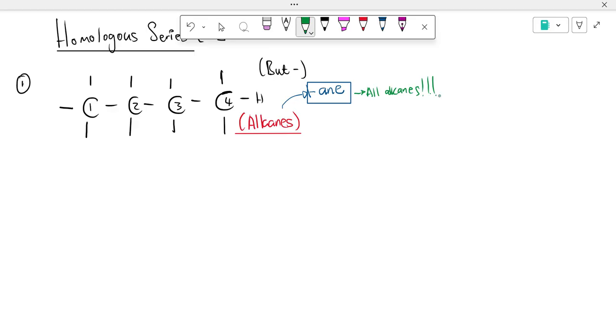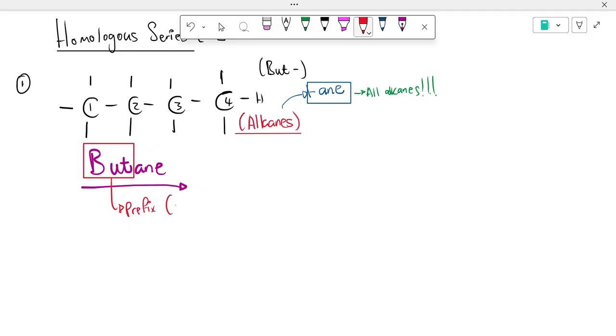Okay, so let's name this compound. The name of this compound will be butane. Now, why do I say this is butane? Let's analyze this IUPAC name. The first part, the but part, what does it give me? The but part gives me the prefix. What determines the prefix once again? The number of carbons.